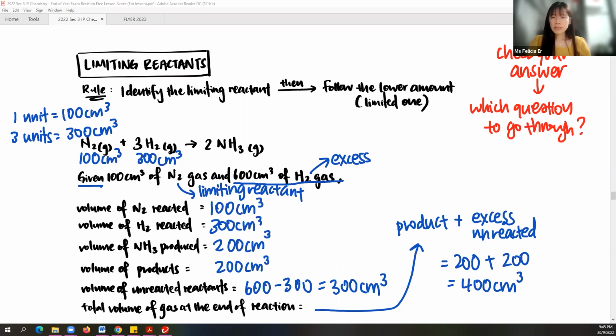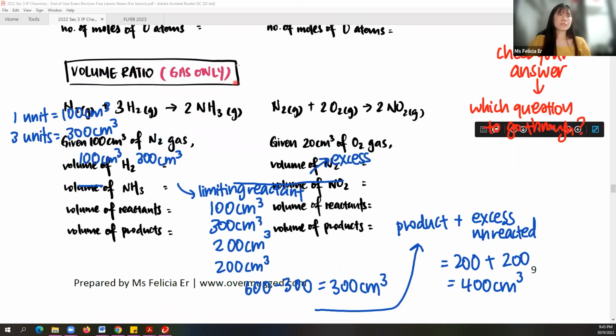Okay, so Prasanna is asking, can you use the same formula if ammonia produced is equals? Cannot. Because this direct ratio thing is called volume ratio. Volume ratio is only applicable for gas. So if it's other substance, cannot.